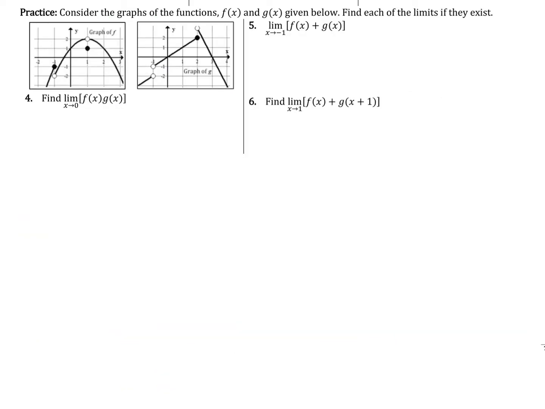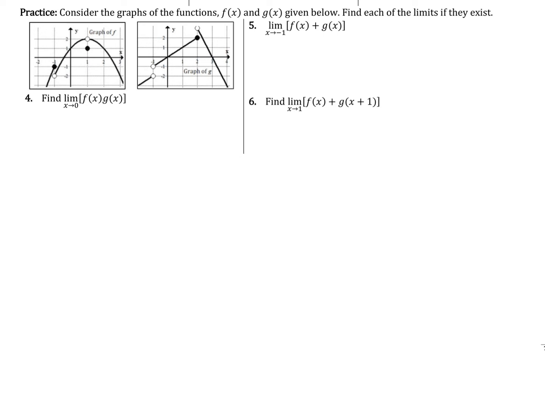Okay, so here are a few more examples. We have a new graph of f on the left and a new graph of g on the right, and we're being asked to find these limits if they exist. So what I encourage you to do is go ahead and pause the video and see if you can get through any of these 3 problems on your own, and then unpause the video and walk through them with me.